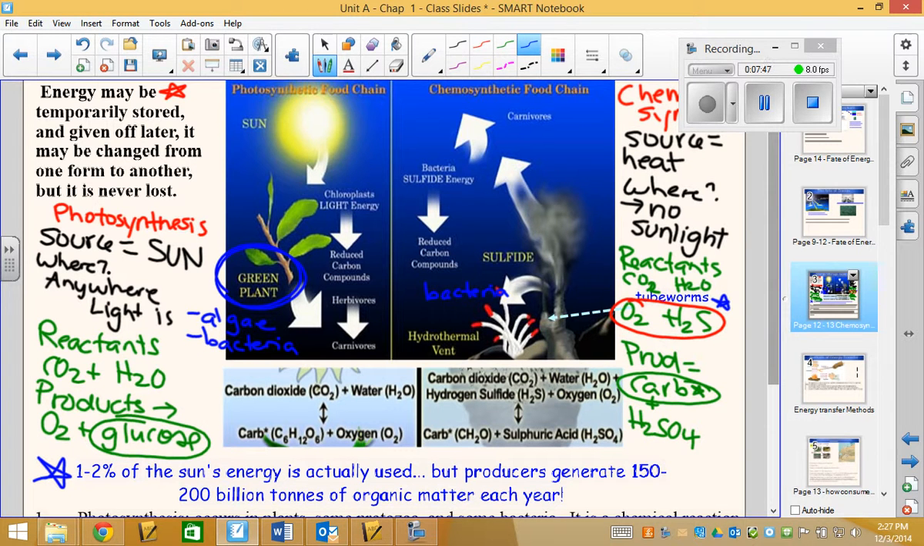For producers, like green plants, they're only actually using 1, maybe 2% of the sun's total energy. But they can produce tons and tons and tons of organic matter every year. And so this process that's essential to life isn't even using all of the sun's energy. Lots of the sun's energy is being used for other things, like warming the planet and creating wind and creating waves. Only a small fraction of it is actually being used to do photosynthesis.